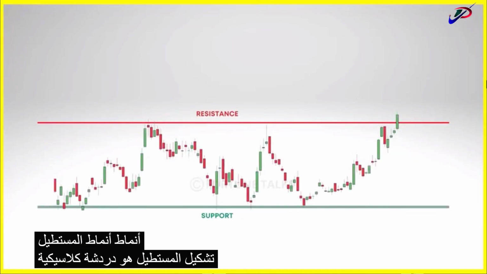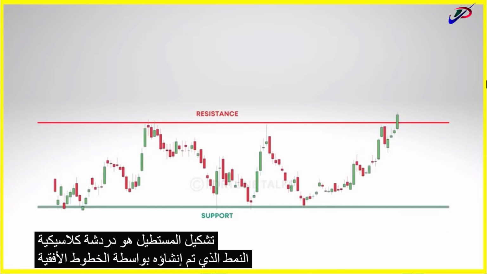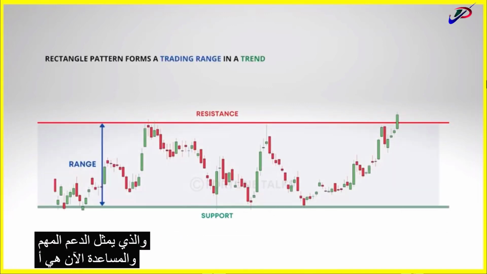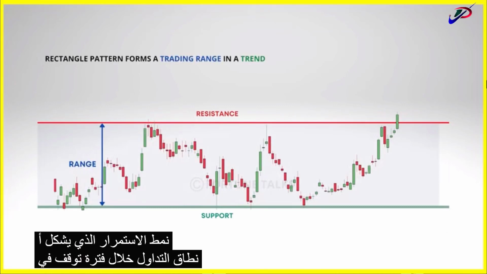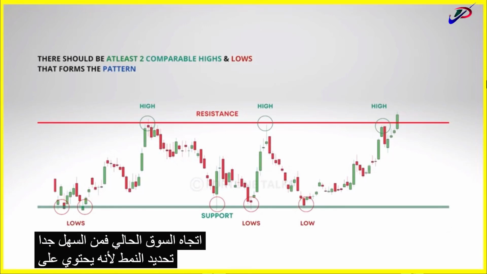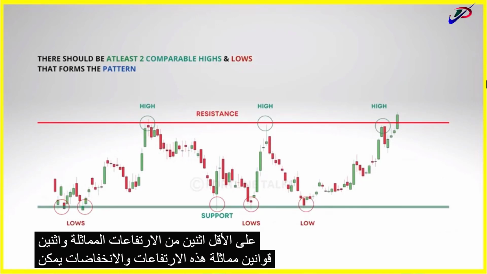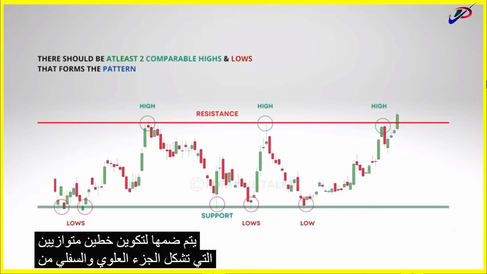The rectangle formation is a classical chart pattern established by horizontal lines which represent the important support and resistance. Now this is a continuation pattern that forms a trading range during a pause in the current market trend. It is quite easy to identify the pattern because it has at least two comparable highs and two comparable lows. These highs and lows can be joined to make two parallel lines that form the top and the bottom of the rectangle.